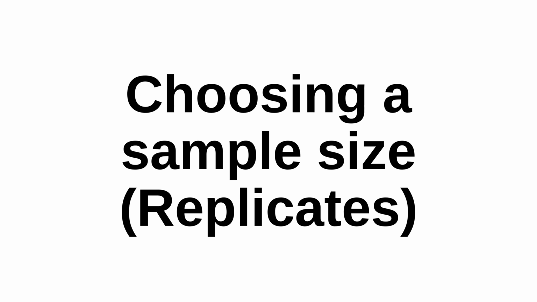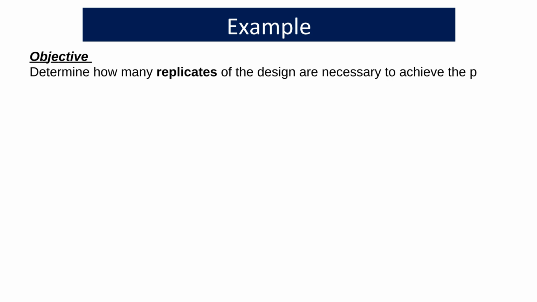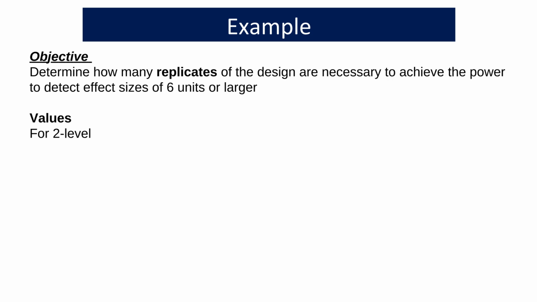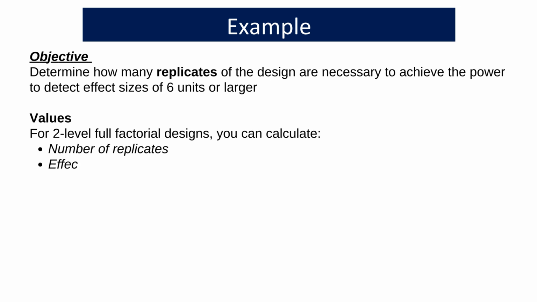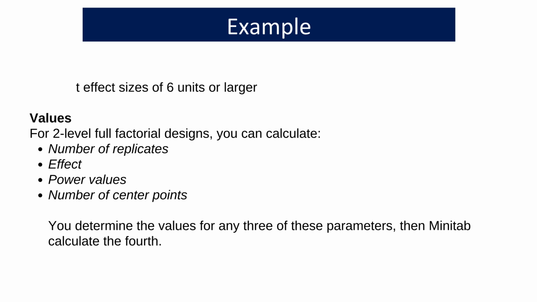Choosing a sample size, replicates. The objective of the study is to determine how many replicates of the design are necessary to achieve the power to detect effect sizes of 6 units or larger. For two-level full factorial designs, you can calculate number of replicates, effect, power values, and number of center points.